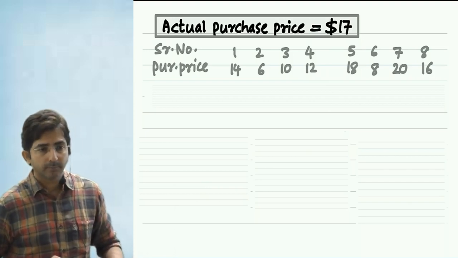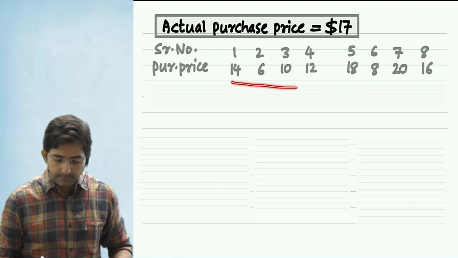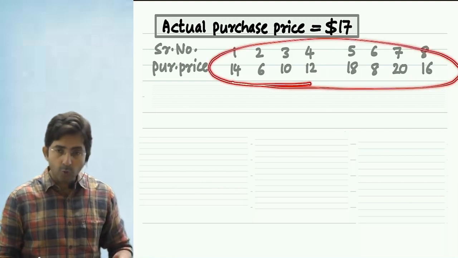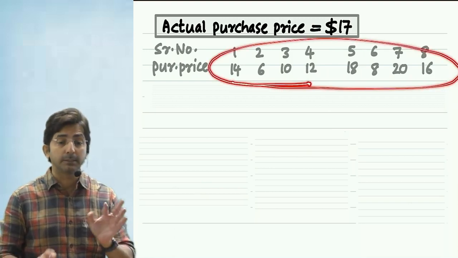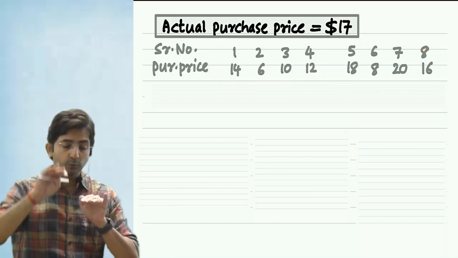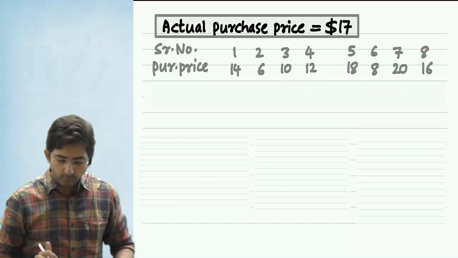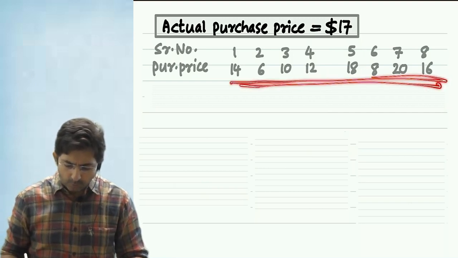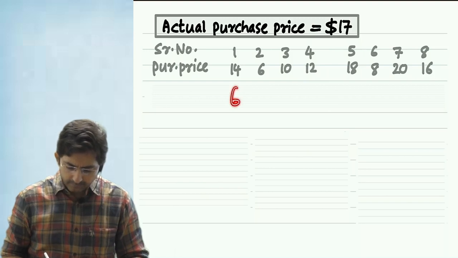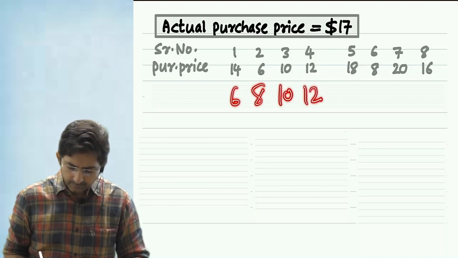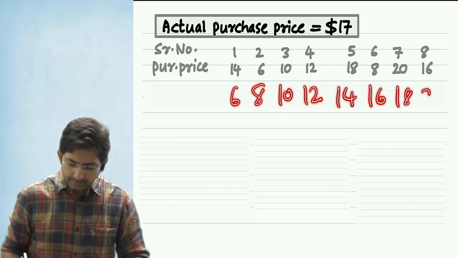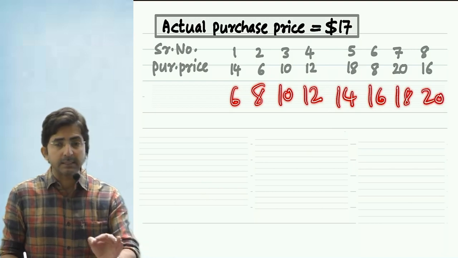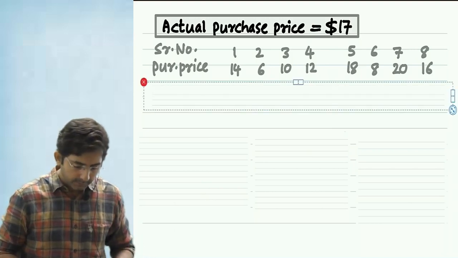Means what? Arrange all these prices from smallest to biggest. Ascending order means you have to ascend, you have to go up, so from small to big. Tell me, what is the smallest price here out of these 8? 6, then 8, then 10, then 12, then 14, then 16, then 18 and then 20. So this is arranging the data in ascending order. See, I have already done it here.